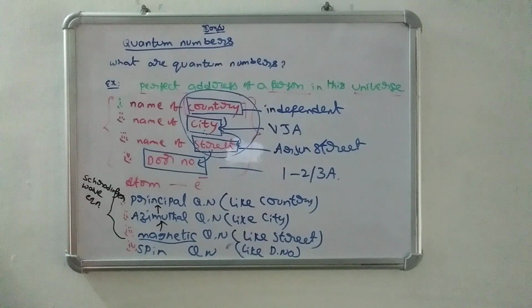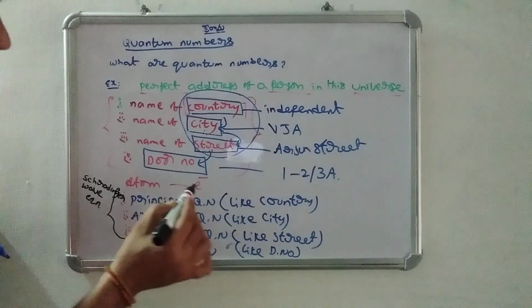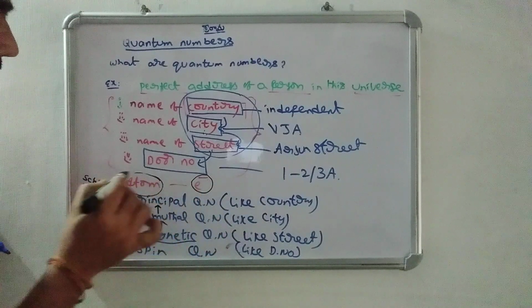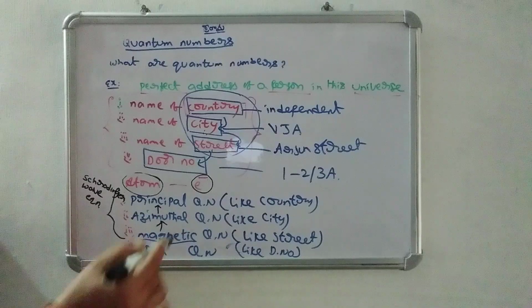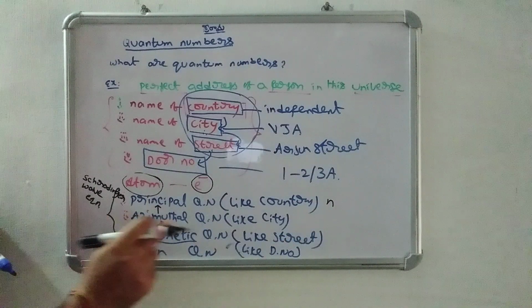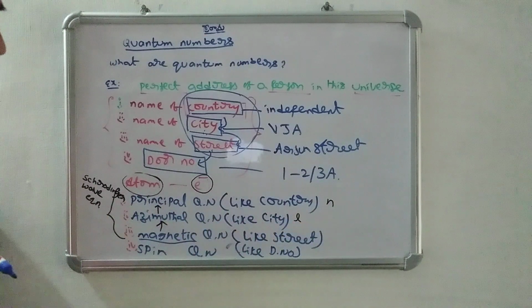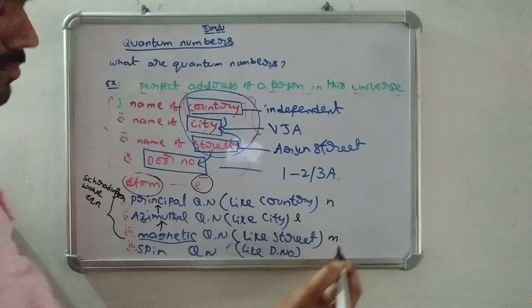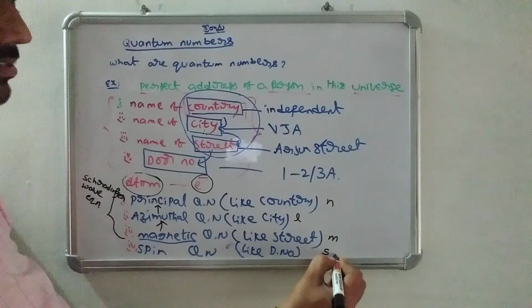Understood? Therefore, if you want to know the perfect address of a person in this universe, we have to know the name of the country, name of the city, name of the street, and door number to which the person belongs. In the same way, if you want to know the perfect information of an electron in any atom, the following four quantum numbers are to be known. Those four quantum numbers are principal quantum number, which is denoted with letter n, azimuthal quantum number, which is denoted with letter l, magnetic quantum number, which is denoted with m, spin quantum number, which is denoted with s. Okay, understood?